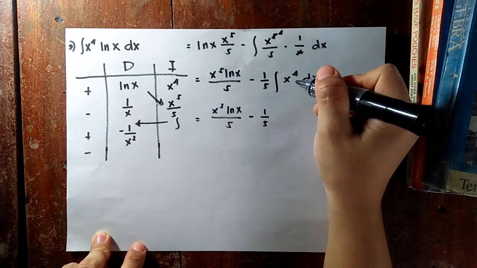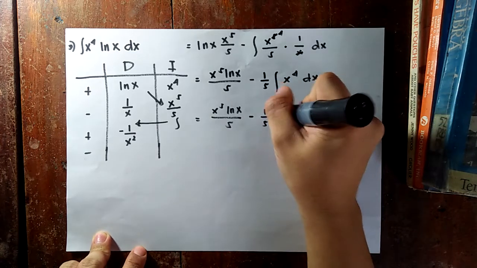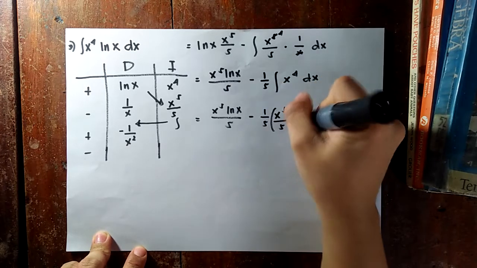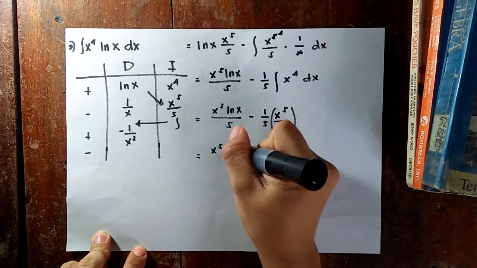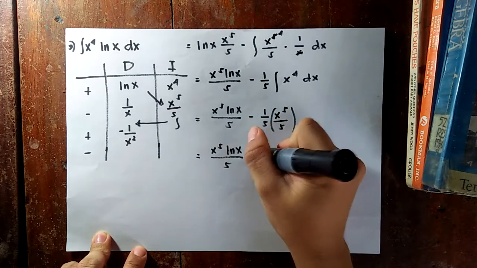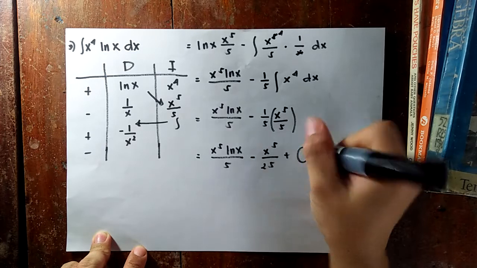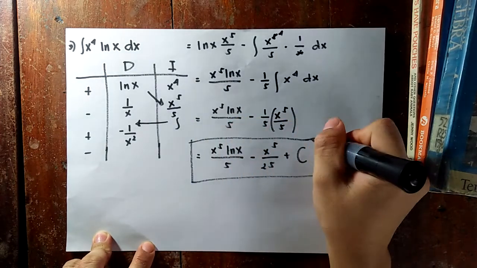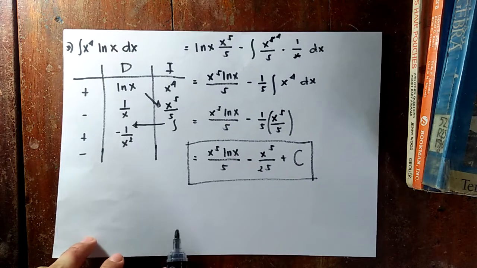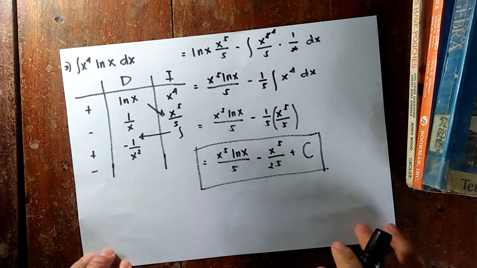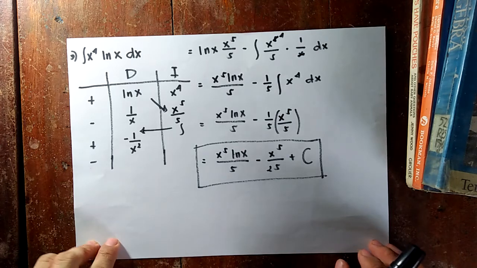The answer would be x to the fifth ln of x all over 5 minus 1/5 times the integral of x to the fourth, which is x to the fifth all over 5. The final answer would be x to the fifth ln of x all over 5 minus x to the fifth all over 25 plus c. That is the final answer. So that is the 3 scenarios in using the tabular method or the DI method. Thank you.